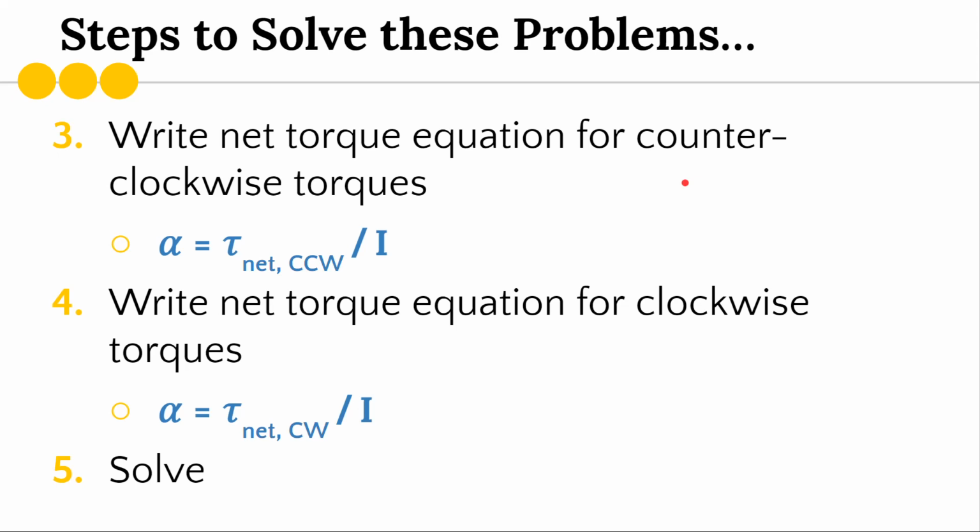Step 3 is going to be to write the net torque equation for your counterclockwise torques, and then do the same thing for your clockwise torques. And so you'll have alpha equals net torque counterclockwise divided by I, that's your moment of inertia, and then same thing, alpha equals net torque clockwise divided by I. Those will be the net torque equations for both clockwise and counterclockwise, and then of course you can use those to solve the problem.